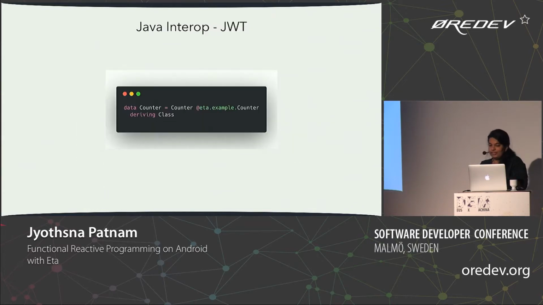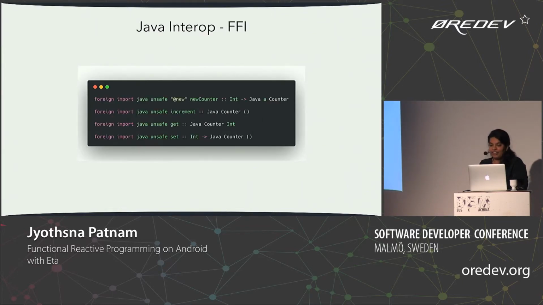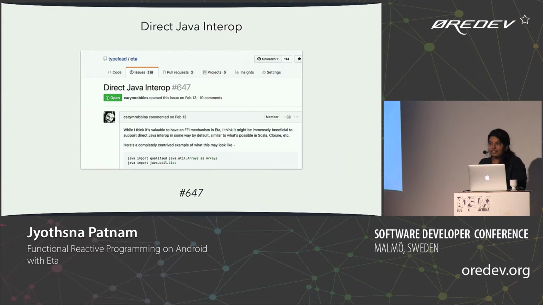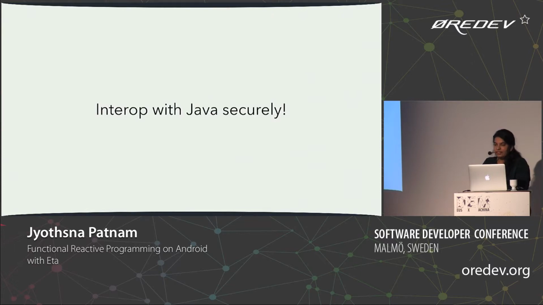You don't have to do all this: the Java JWTs, that is the Java wrapper types, or even the FFI imports. You just have to concentrate on the business logic. And this will be out probably in a month or two. This is where I can actually treat ETA as a better Java with additional benefits like purity, laziness, etc.